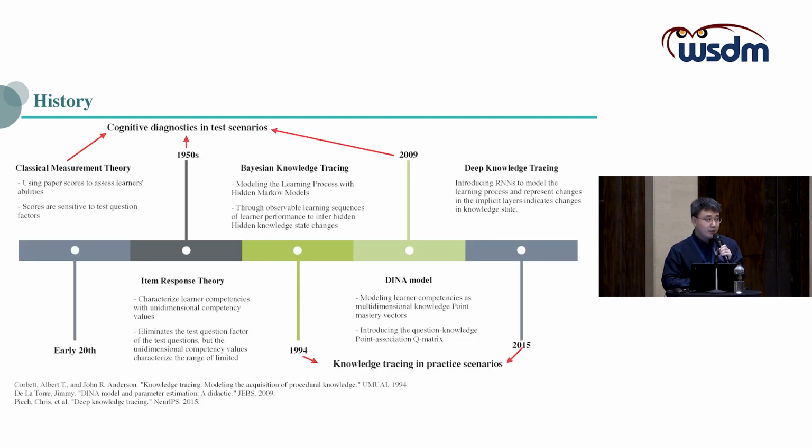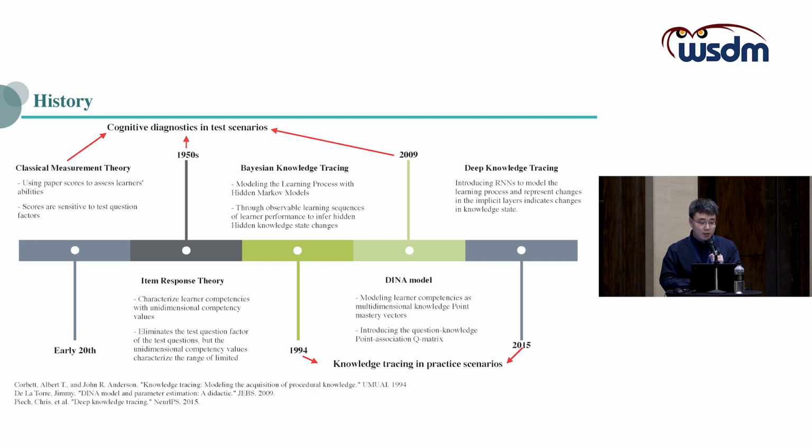Okay, now let us see the history of the assessment. In the early 20th century, the commonly used method, classical test theory, used the paper score to assess learning ability. However, the score is sensitive to the test question factor. So in the 1950s, item response theory was proposed. They calculate the learning competencies with unidimensional competency values. And in 2009, the DINA model was proposed, which models the learning competency in multiple dimensions.